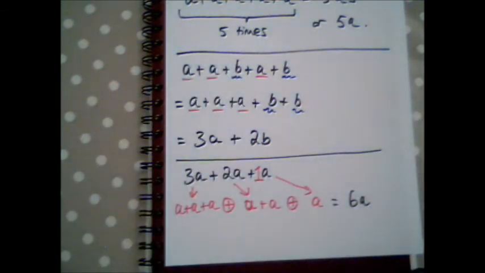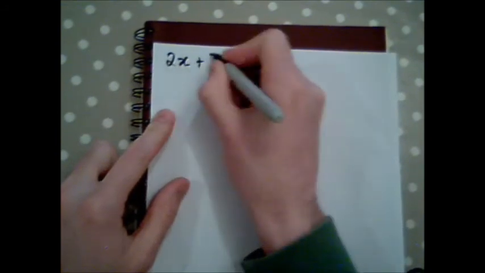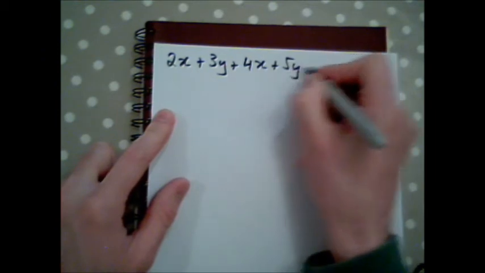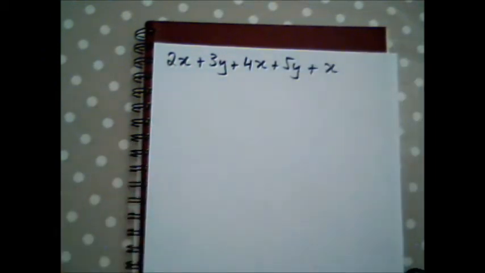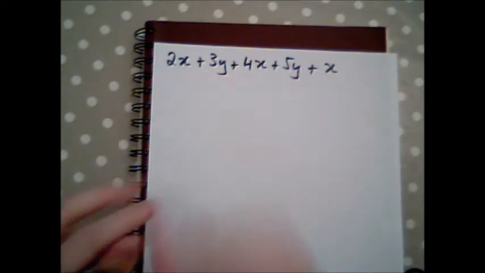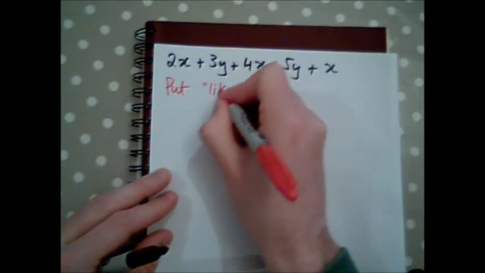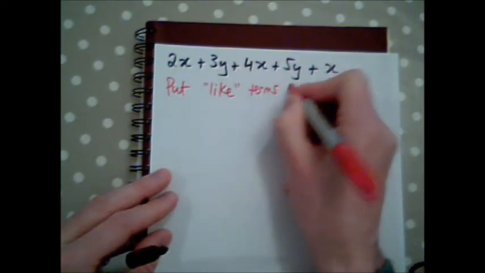Alright, so if we put all of this together, let's say you want to see what's 2x plus 3y plus 4x plus 5y plus x. The first thing is we'll gather all the x's together, and this is what you'd often hear called put the like terms together.